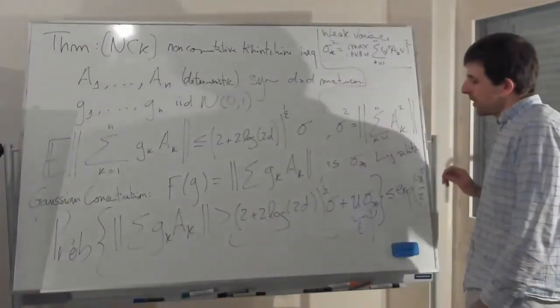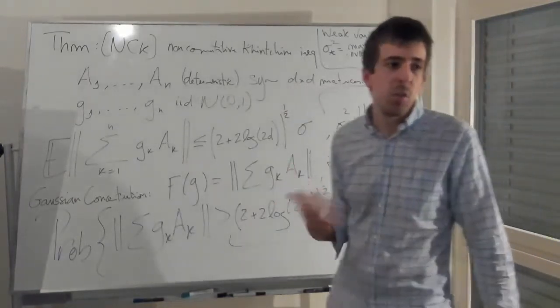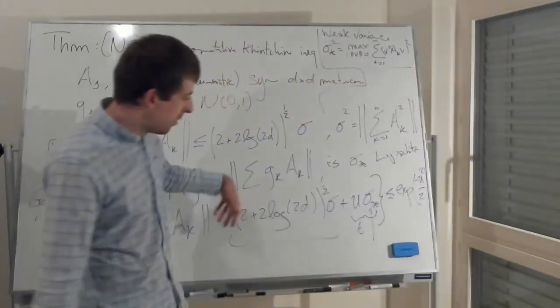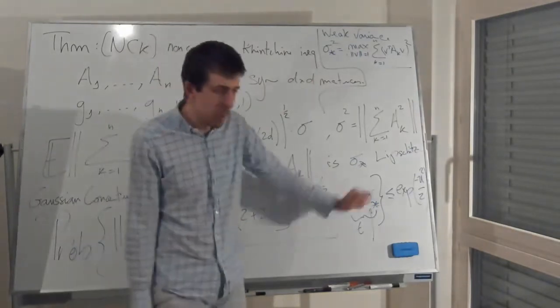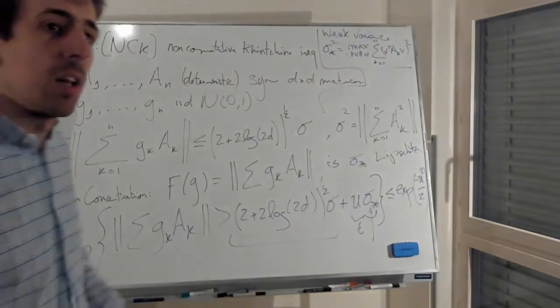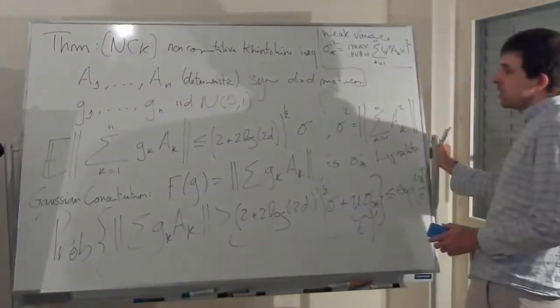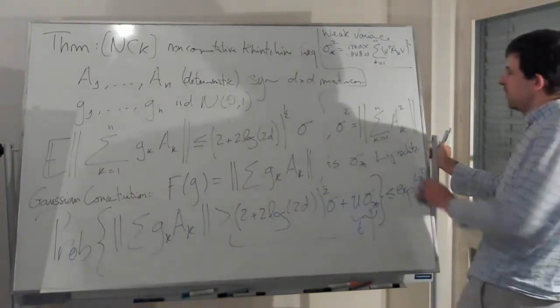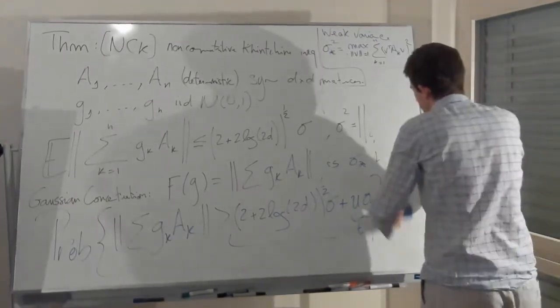Okay, so we'll see that sigma star is smaller than sigma, that this weak variance is actually smaller, meaning that this inequality is still true if I replace sigma star by sigma. But in general, sometimes sigma star is actually a lot smaller, and this is important. Okay, so let's see the proof that sigma star is smaller than sigma.